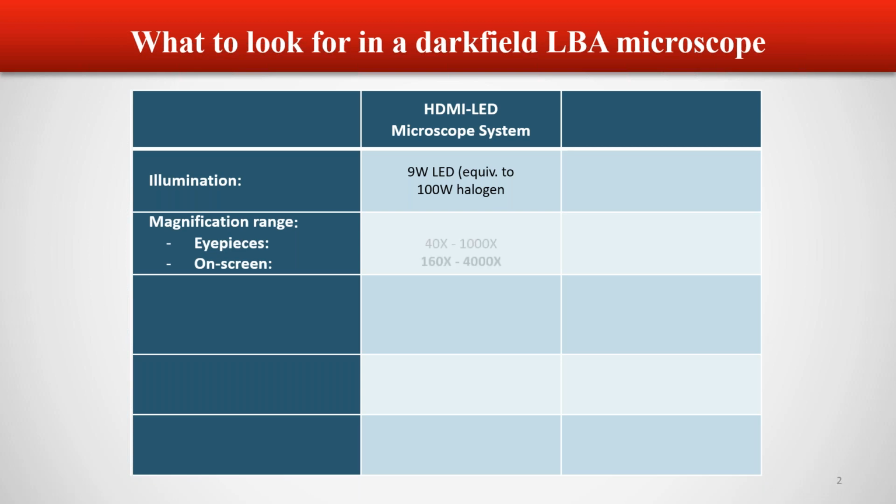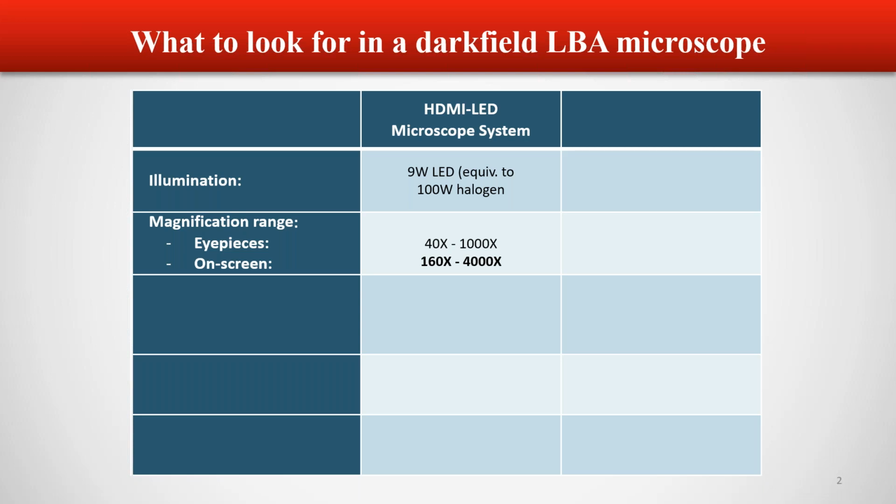Right, magnification range. This is also really important, and you'll see that there's a difference between the magnification range through the eyepieces and on the screen. Through the eyepieces, the magnification range is 40 to 1,000 times, whereas on the screen there's a higher level of magnification, about 4 times higher than what is available through the eyepieces. The reason for that is that for the analysis of most of the anomalies in live blood, the magnification required is at least 1,000 times.